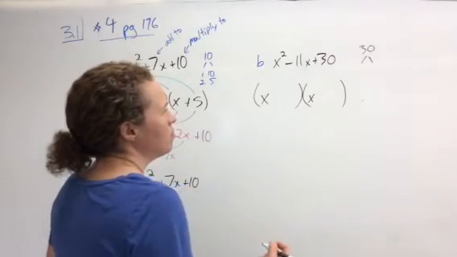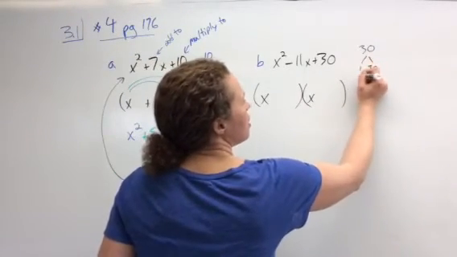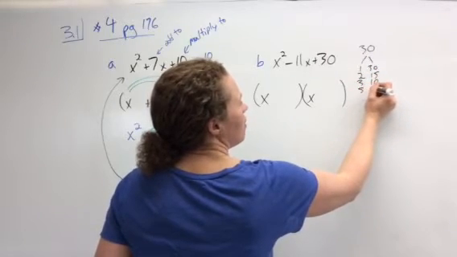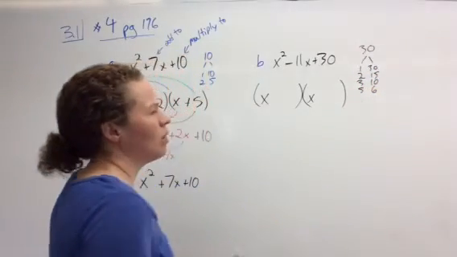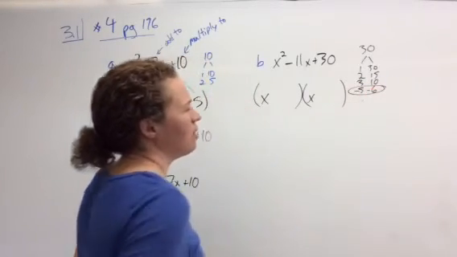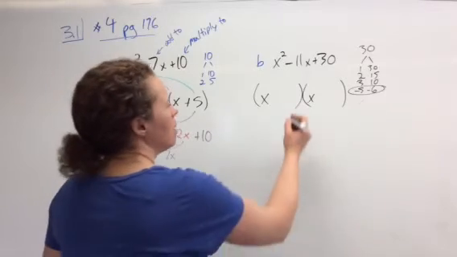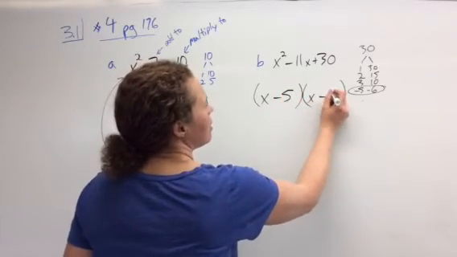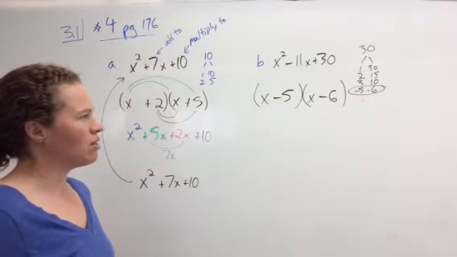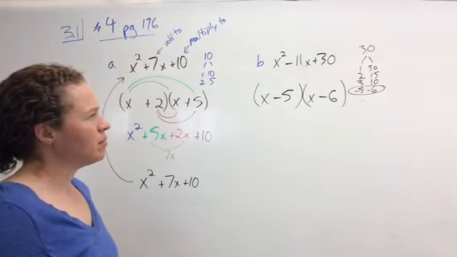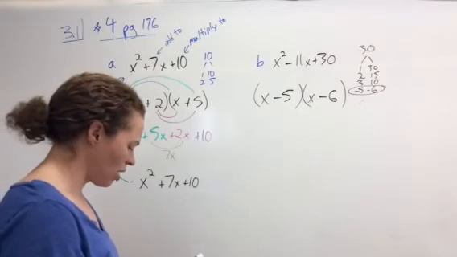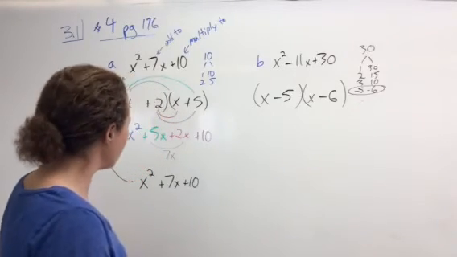So I do the factors of 30, 1 and 30, 2 and 15, 3 and 10, 5 and 6. Well, 5 and 6 add to 11. So if I had a negative 5 and a negative 6, that would work. Therefore, I put the negative 5 here and the negative 6 here, and that's going to work. And I could check it, sure, let's check it. Sorry, not by factoring, by foiling.